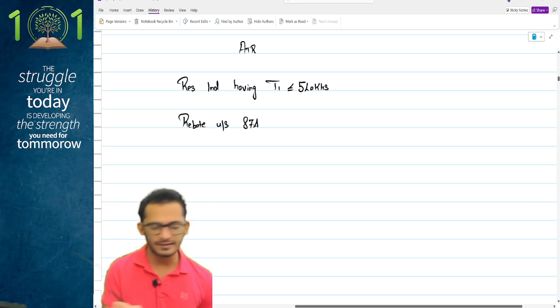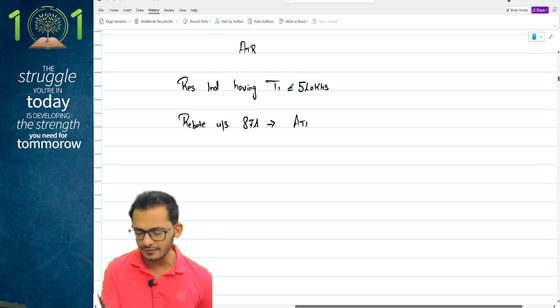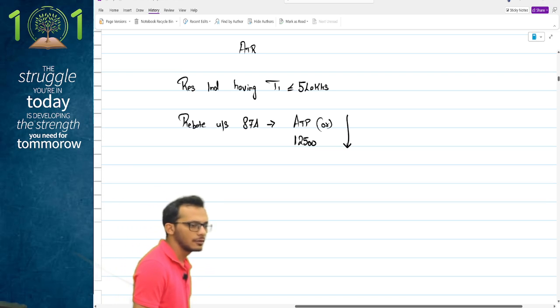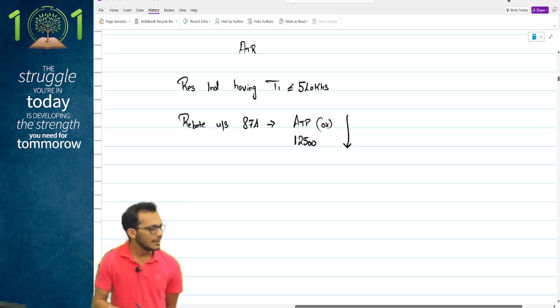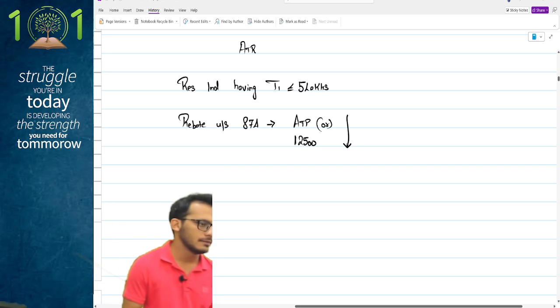You'll be granted a rebate under section 87A. How much will you be granted? You'll be given actual tax payable or 12,500, whichever is lower. Yes or no? This is what the tax rates are when it comes to resident individuals eligible for rebates.